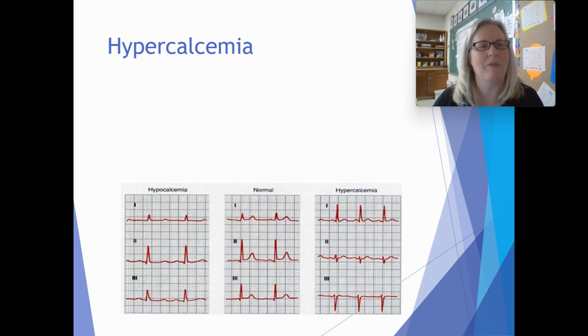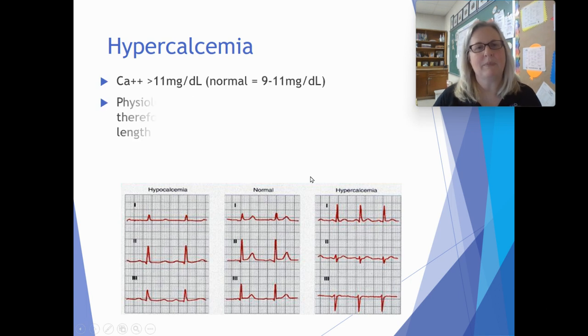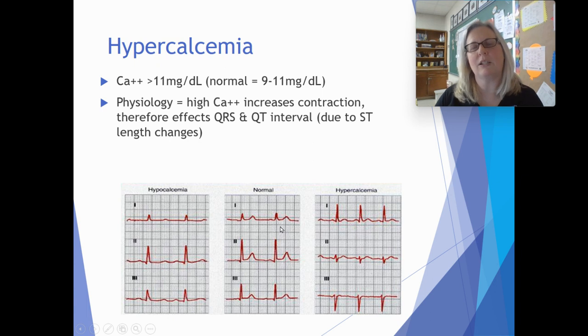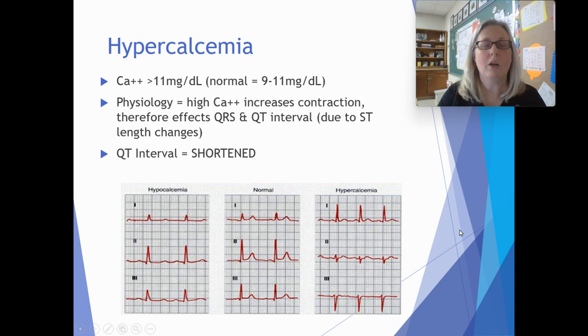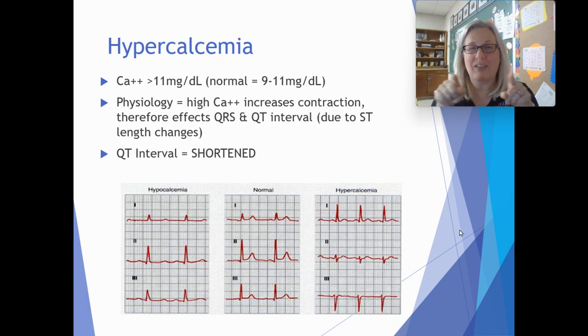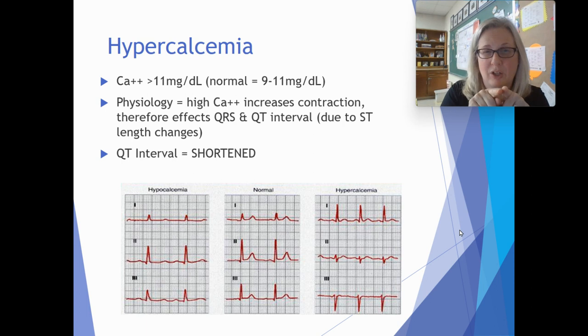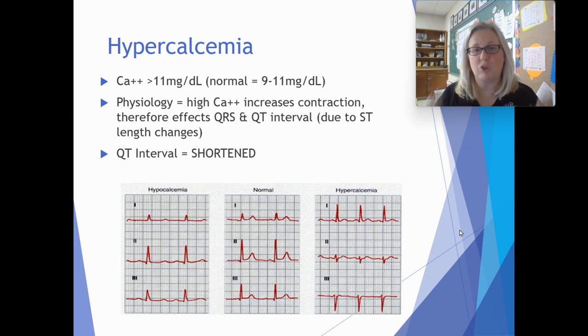Anytime we have high levels of calcium, it's going to be above 11. That's going to increase our contraction. It does the opposite of what the hypo does. Therefore, the QRS and QT interval length changes. It actually gets shorter. So hypo, because it's slow, it's low. Hypo, slow, lengthens our QT, and hyper is fast, so it shortens our QT. QT interval is going to be shorter than normal, so it'd be less than 0.36. What do you do for this? Treat it however you treat hypercalcemia. No big deal.